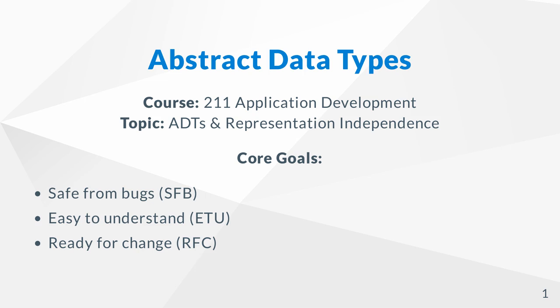Welcome to Lecture 6 of Application Development here at Lusaka Goldsmiths University. Today we are covering abstract data types, often abbreviated as ADTs. We will also explore a concept called representation independence, which is closely tied to ADTs. As always, we are guided by our three core software goals: safe from bugs, easy to understand, and ready for change. By the end of this lecture, you will see how ADTs directly support all three of those goals.